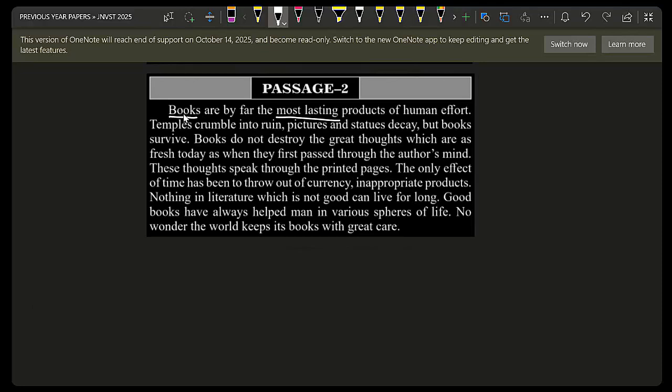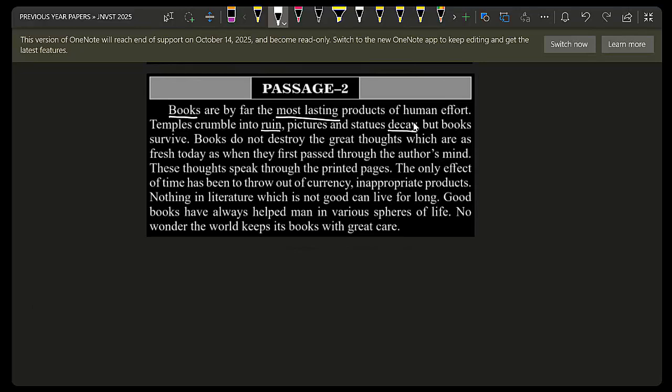Temples crumble into ruin. Temples may be destroyed, and pictures and statues decay. Decay means the outer layer is wearing off, and the pictures and statues decay. That means they got damaged. But books survive.